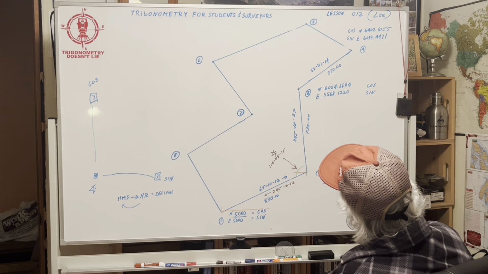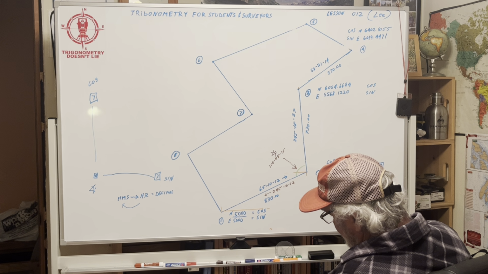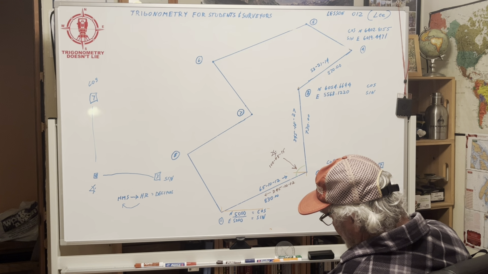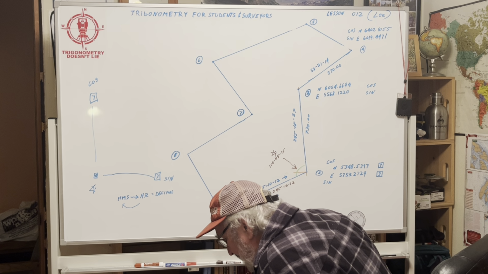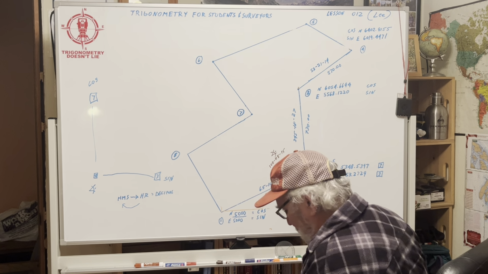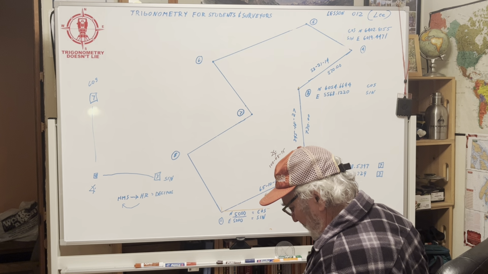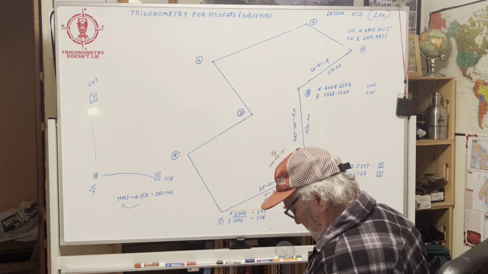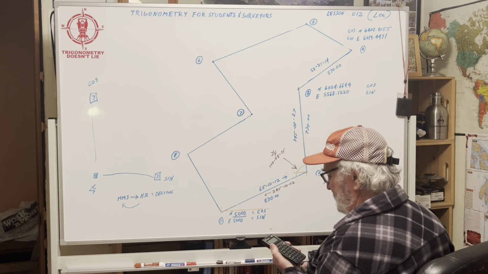Convert. 180 plus, now 360 minus is 165.1827. That's correct. Let me convert that. That is correct. Okay, I forgot to add the angle. So the back bearing is 165.